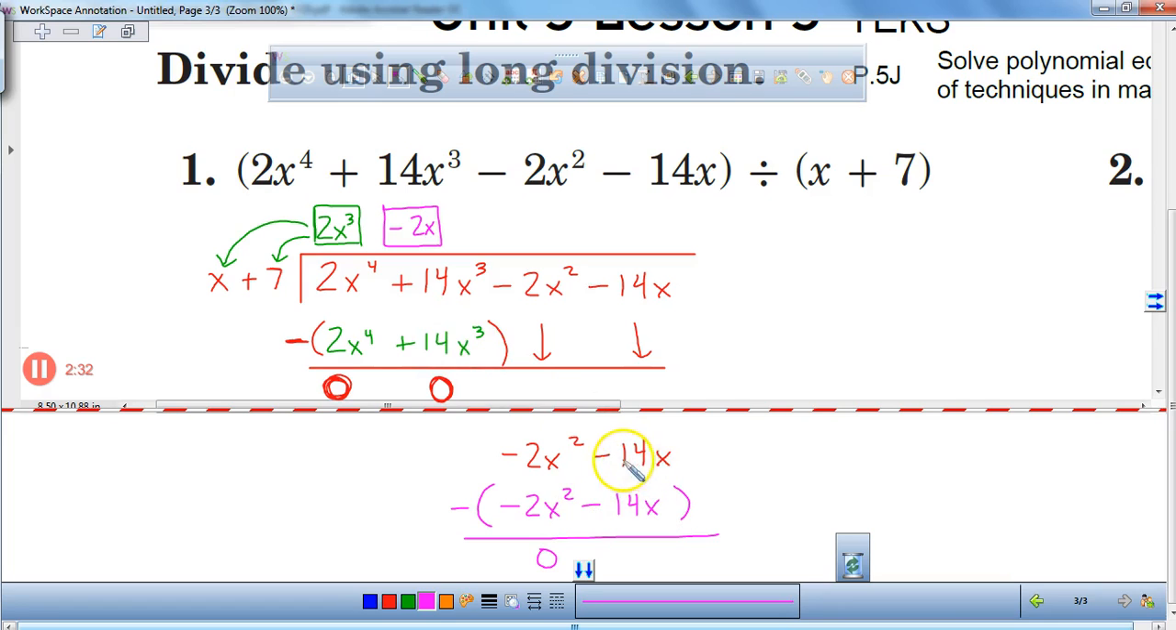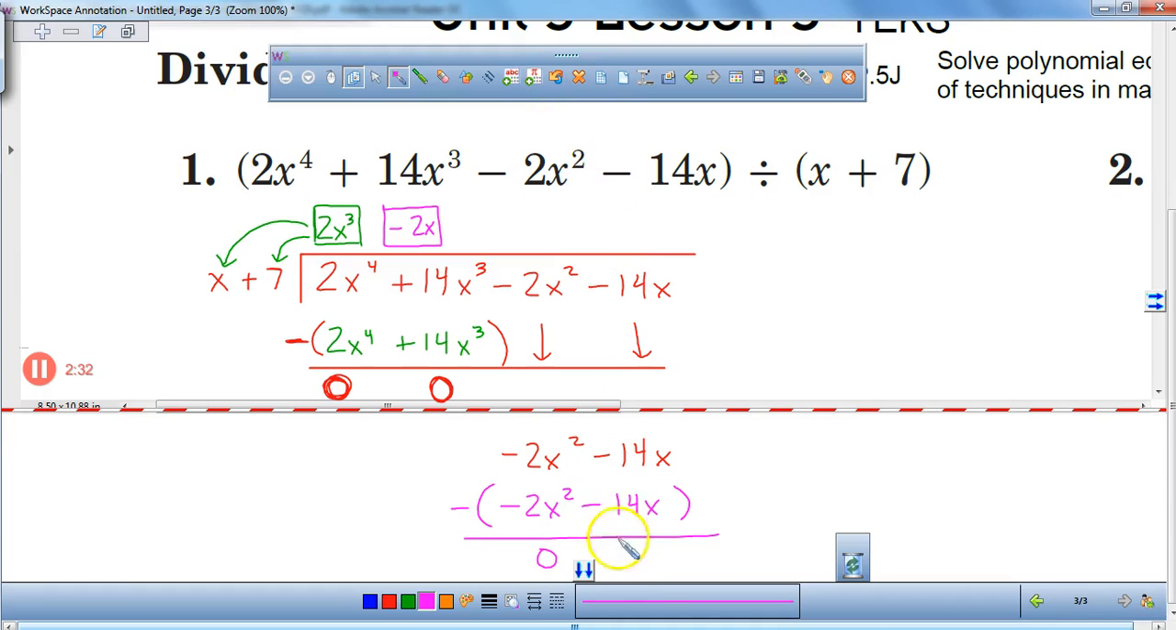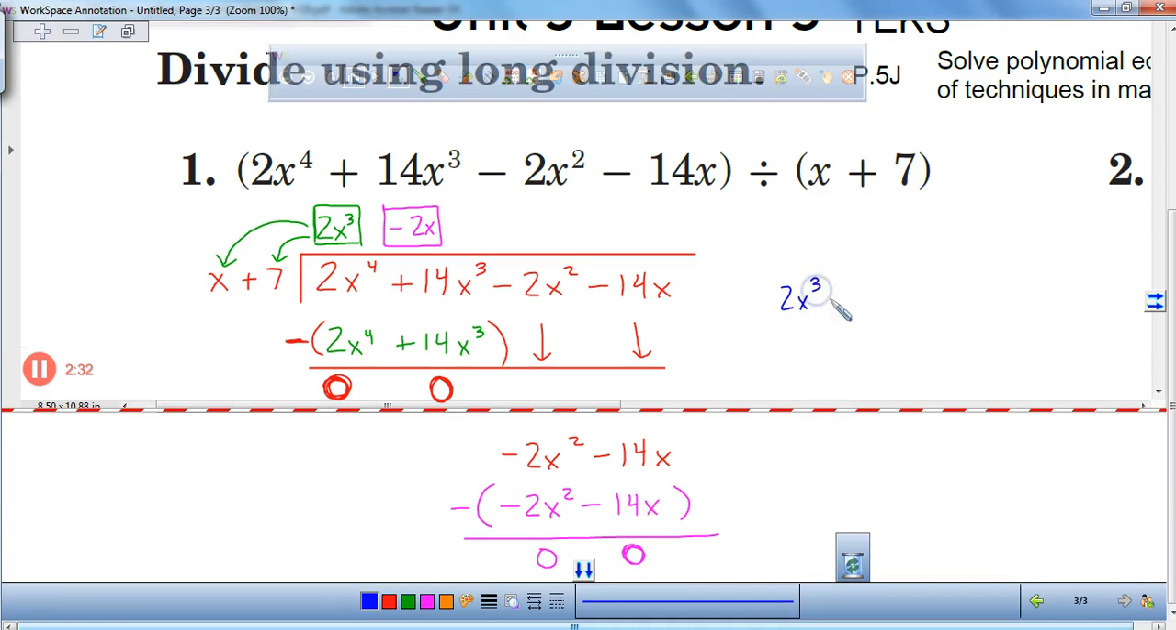Once again, negative 14x minus a negative 14x. Those turn into a positive, because a negative times negative is a positive, and that cancels out once again. Wow, looks like we're done. So our final answer, our quotient, is 2x cubed minus 2x.